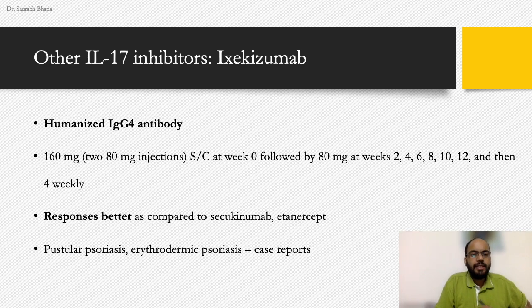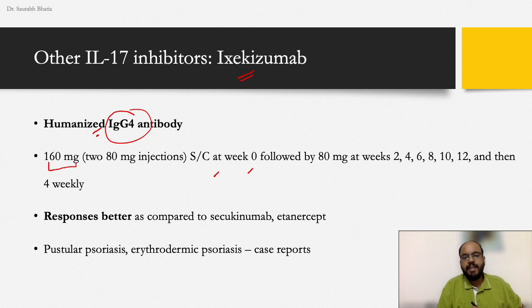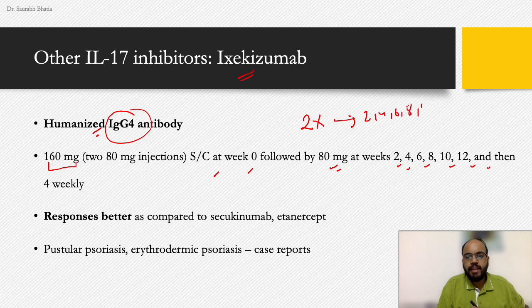Other interleukin 17 inhibitors, one is Ixekizumab. So it's tough to pronounce. Thank God I'm doing only one slide on this. So Ixekizumab is a humanized IgG4 antibody. The dosing regimen is 160 mg subcutaneously at week 0, followed by 80 mg at weeks 2, 4, 6, 8, 10, 12 and then 4 weekly. Just to remember, 2 doses at week 0, then 1 dose each at 2, 4, 6, 8, 10 till you reach 12 and then every 4 weeks.